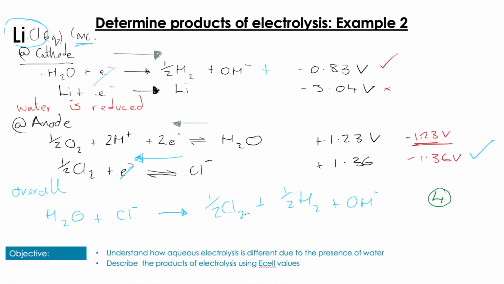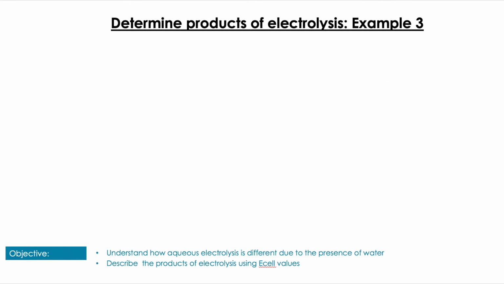When we think about the last step then, we want to consider our qualitative observations. So we can see here, we're going to produce chlorine gas at our anode, and we're going to produce hydrogen gas at our cathode. That's a green gas and a clear gas respectively. And the solution will exhibit an alkali pH because of the production of the OH minus ions. So let's have a look at one more example before you try some questions on that.